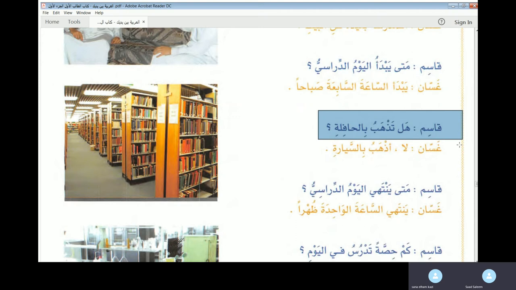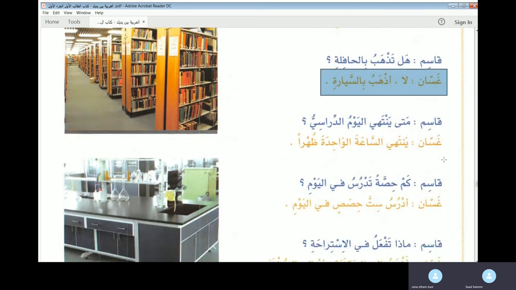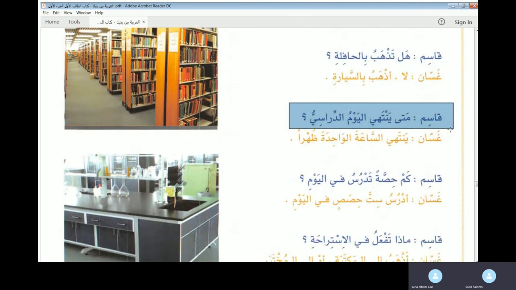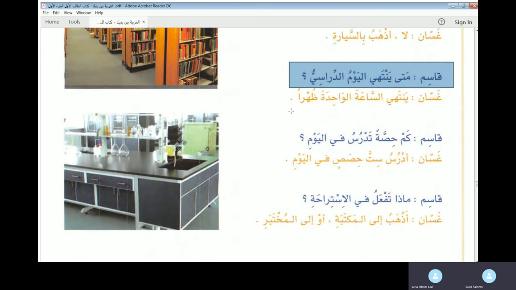Hal tazhabu bil hafilati? Do you go by bus? La, azhabu bis sayyari. No, I go by car. Mata yantahil yawmud dirasiyu? When does the school day finish? School day.